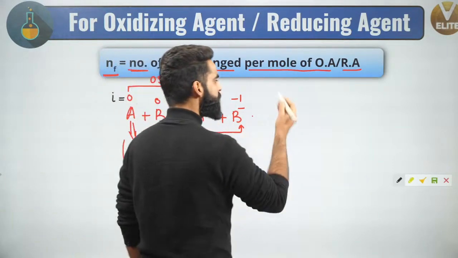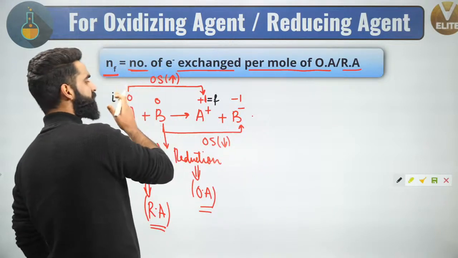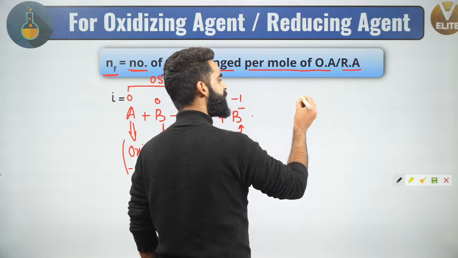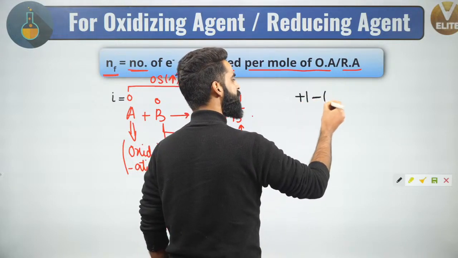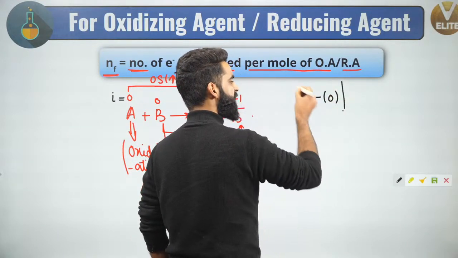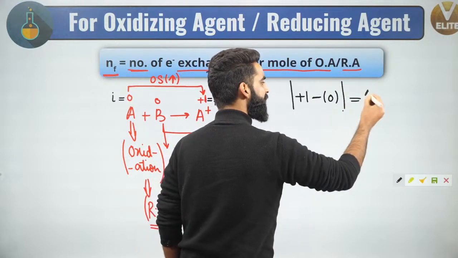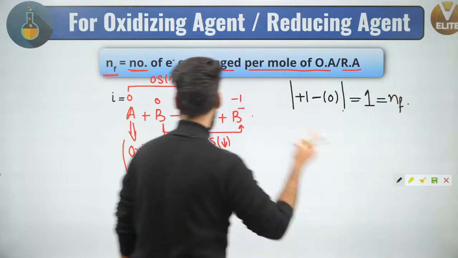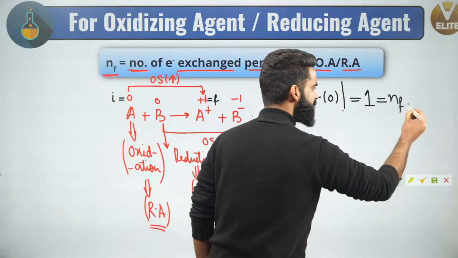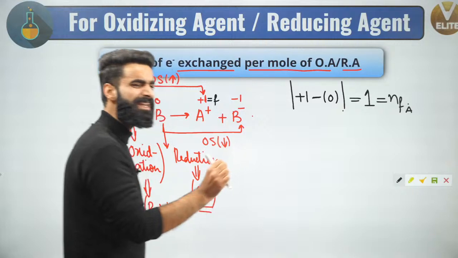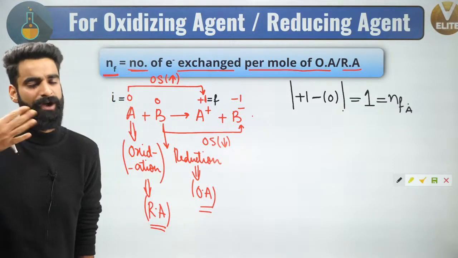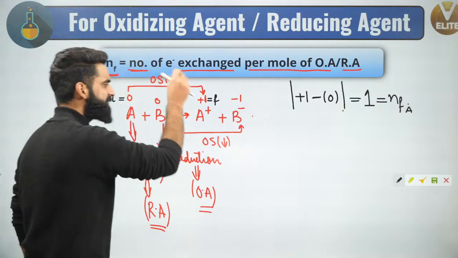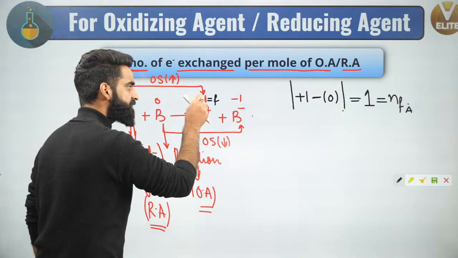If I ask you to calculate the change in the oxidation state of A, isn't it going to be the final oxidation state of A, that is +1, minus the initial oxidation state of A, that is 0? I'll take the mod of it, and the value will be 1. So 1 I'll be calling the n factor of A in this reaction. This is the n factor of A. Simple. You have to calculate the change in the oxidation state.